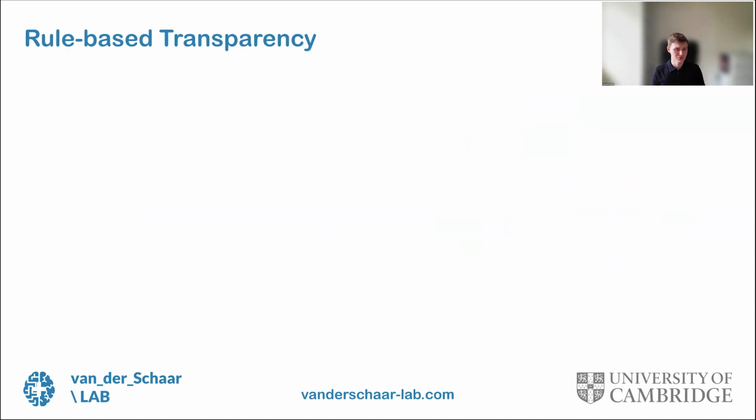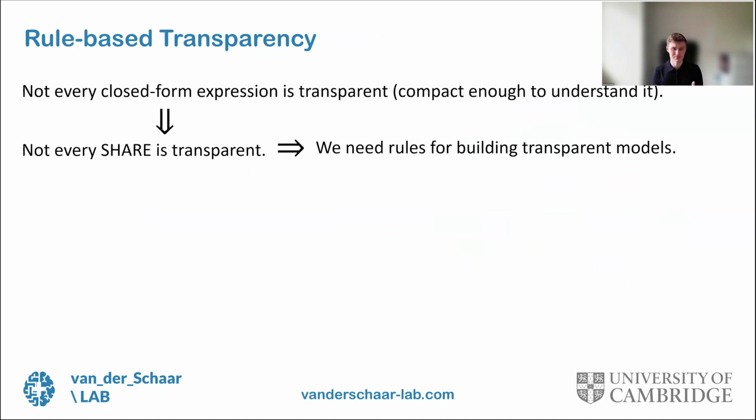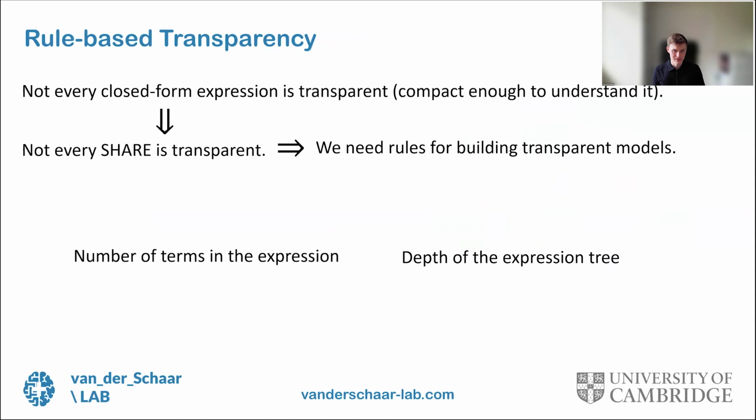And so, as we hinted before, not every closed form expression is transparent. It has to be compact enough to understand, and ShAREs inherit this issue. That means we need some criteria for building transparent ShAREs. Currently used constraints in symbolic regression are often put on the number of terms or the depth of the expression tree. However, these constraints are not really grounded in how the model will be analyzed. So although they are correlated with the difficulty of understanding the model, they are not based on any assumptions about how the model is actually understood. Therefore, it is unclear whether they capture how comprehensible the model is, and instead we would like to take a different approach.